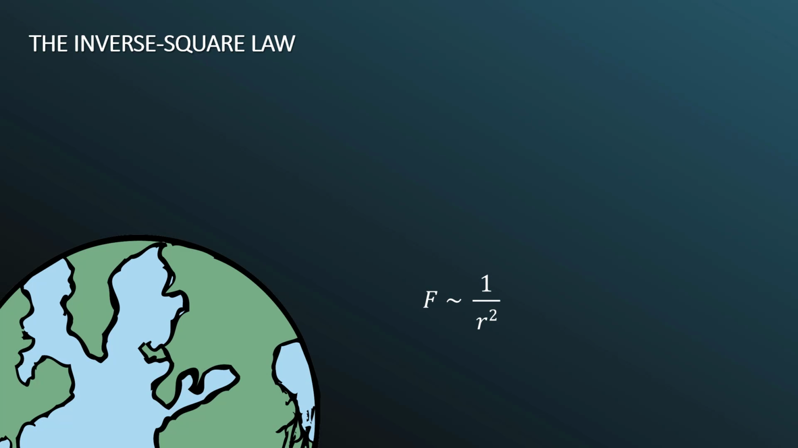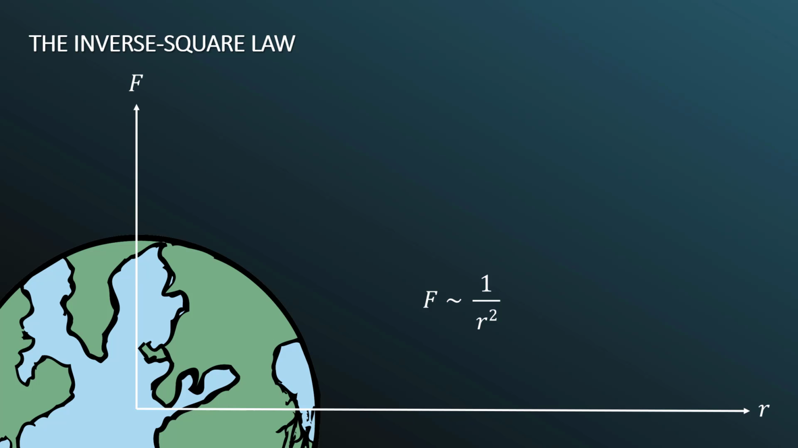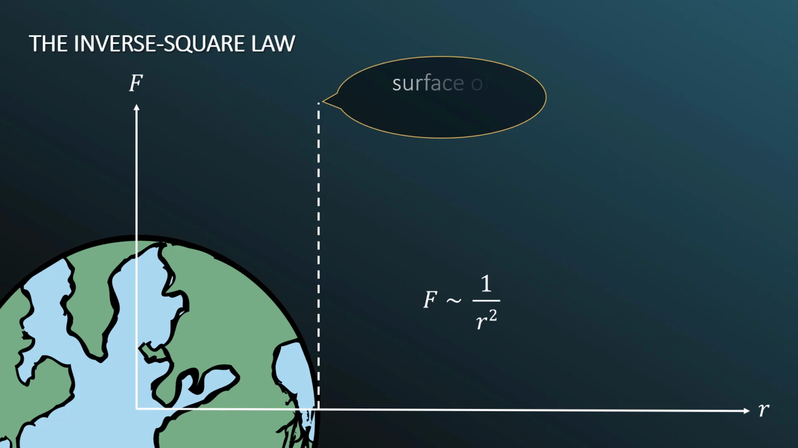Graphically, if you take the Earth, you can draw our axes, force on the y-axis, distance on the x-axis, and take this dotted line as the surface of the Earth. Away from the surface of the Earth, the force follows the inverse square relation. The further you are away, the more dramatic the fall off. So the force gets weaker. The force of gravity gets weaker the further you get.